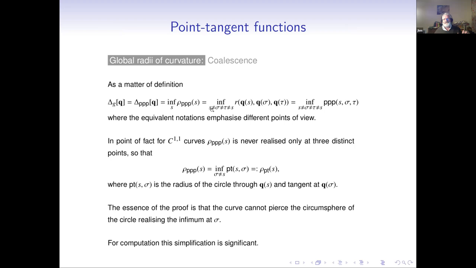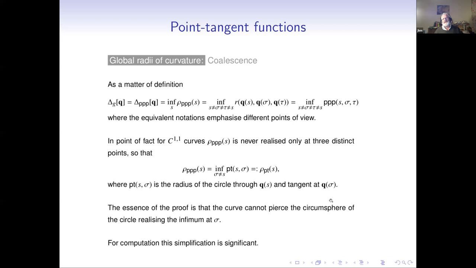But now the crucial point, the real payoff for this global radius of curvature is it's defined by a circle. So whenever you have a circle, you also have a sphere. And you take the sphere which has the given circle as its equator, right? So by very elementary arguments, and in particular, a closed curve goes in and out of a sphere an even number of times, right? And so by simple arguments with spheres and crossings, you can say that this thickness is never achieved by three distinct arguments. It can be achieved by three coalescent arguments, but it can also be achieved by one distinct argument and two coalescent ones.